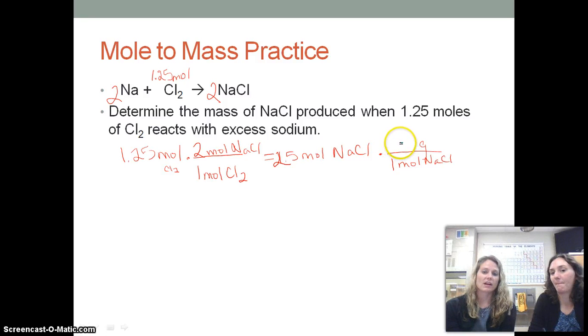But what we have here for NaCl is going to be 58. Okay. So 2.5 times 58. 58 came from our periodic table, adding up Na and Cl. That gives 145 grams of NaCl.